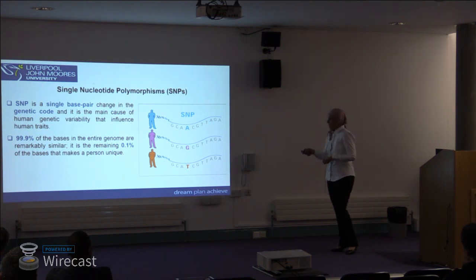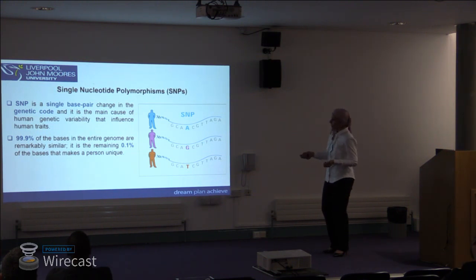And basically, as I said, 99.9% of these bases in the whole genome are remarkably similar. Only 0.1% is the difference between us, and this is what makes a person unique.